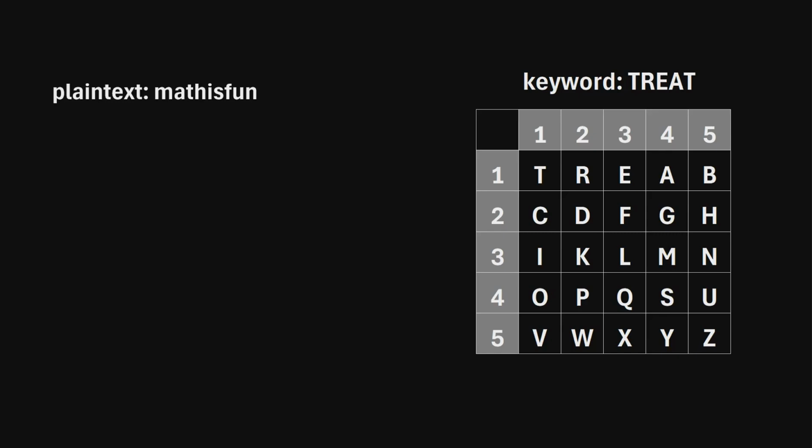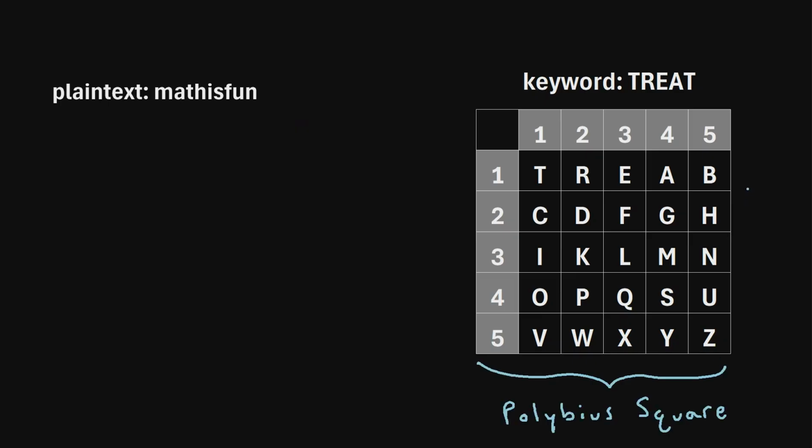In this video, I will provide a quick explanation of the Bifid cipher. So here's how this cipher works. Let's say we have the plain text, math is fun, and we would like to encrypt it. Using the Bifid cipher, you first need to construct something known as a Polybius square.